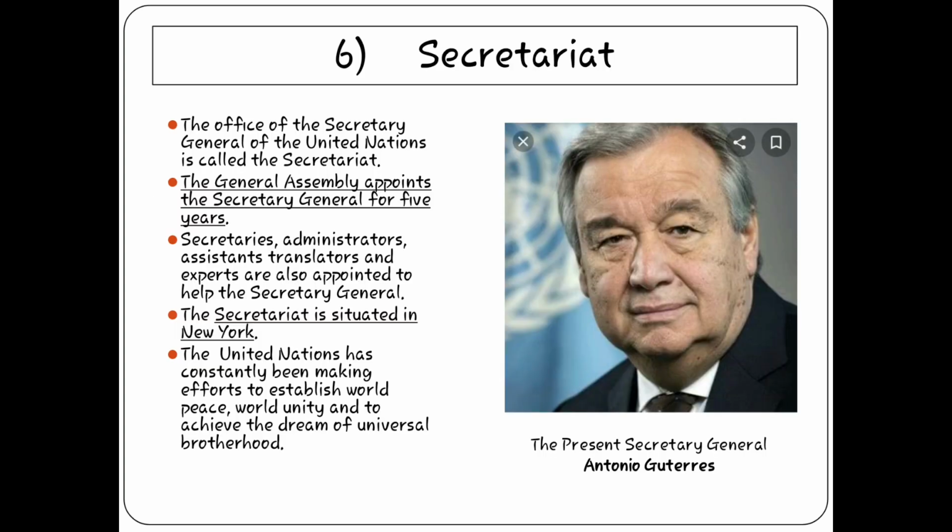Last and the important organ is the Secretariat. The office of the Secretary General of the United Nations is called the Secretariat. The General Assembly appoints the Secretary General for 5 years. You can see the picture of the present Secretary General, Mr. Antonio Guterres. The Secretariat is situated in New York.